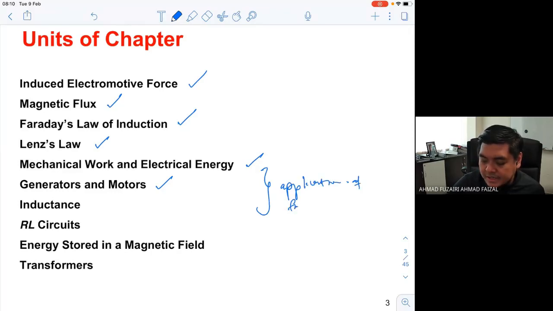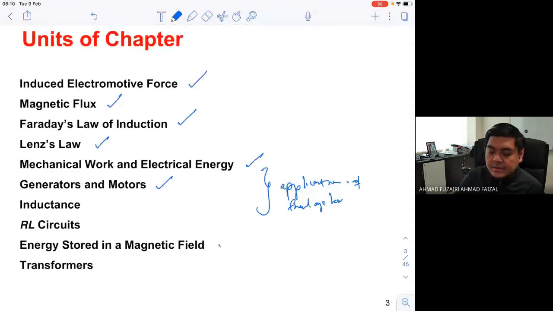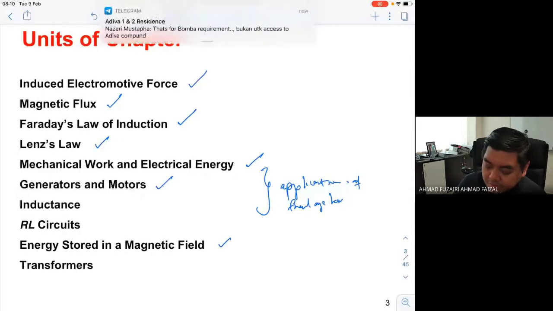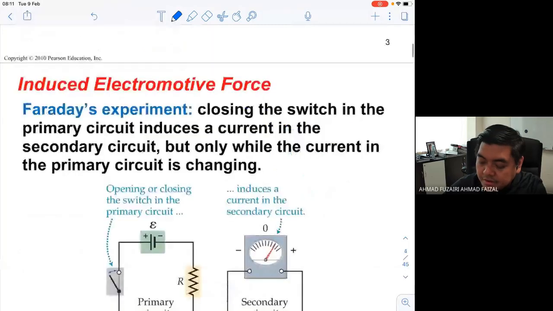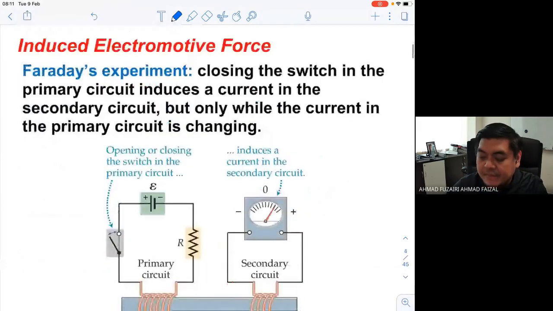Applications of Faraday's law. And lastly, we will learn about energy stored in the magnetic fields, and also the transformers. So first of all, this is the induced EMF.